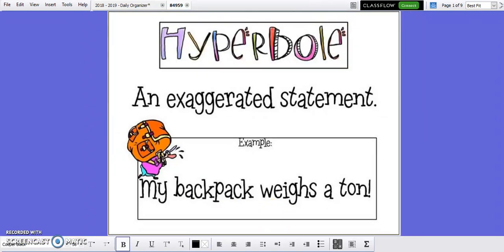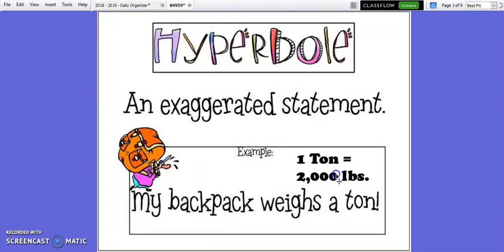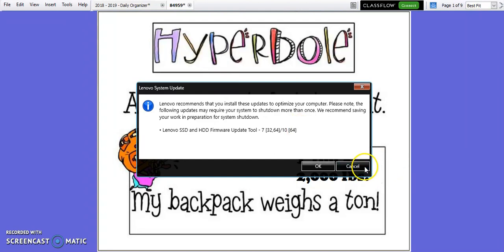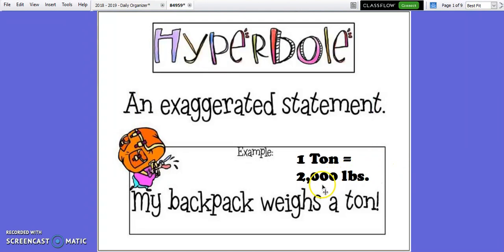Well, in math, we've been talking about measurement, and we have learned that 1 ton is equal to 2,000 pounds. If you thought about this logically, then you can tell why this statement is hyperbole, an exaggerated statement. If you're saying that your backpack weighs a ton, you're saying that your backpack weighs 2,000 pounds. There's no possible way that your backpack weighs that much. So what you're doing is exaggerating how much your backpack weighs.